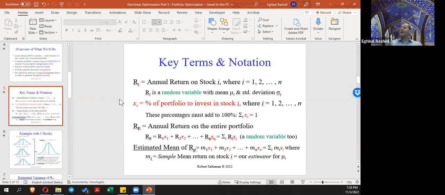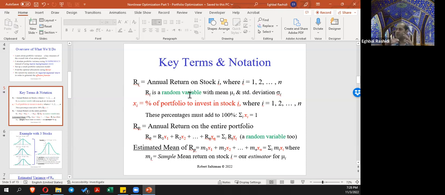So as I said, we are interested in two factors here. One of the factors is the rate of return, and the other factor is the risk, which is actually the variance of an investment. Ri stands for the annual return for investment or stock i. Suppose that we have N options here, N stocks or N investment options. So Ri is a random variable.